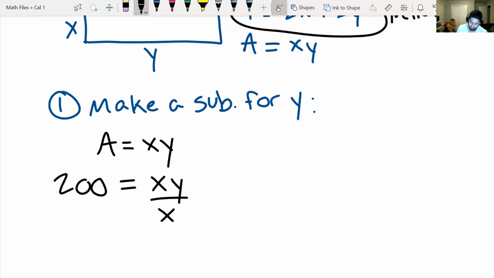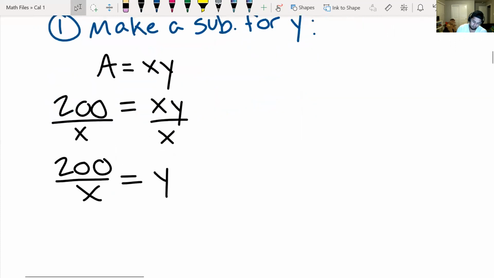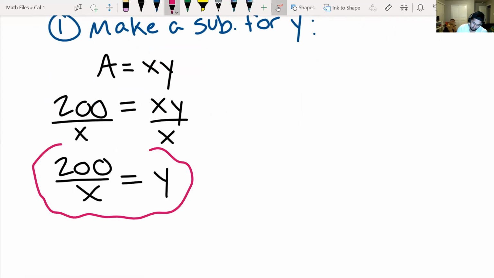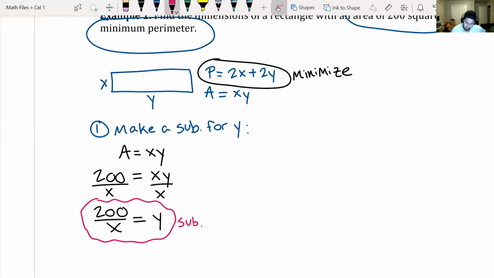So divide by x, and I get 200 over x equals y. This is my substitution. So now, what I'm going to do with that is take it and plug it in for that y value. Doing so will put perimeter all in terms of x. So that's what we're going to do.